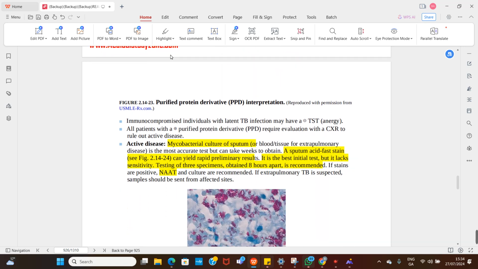Before that, you have to know that people that are immunocompromised might have a negative TST. That's why we are bringing the threshold down, because their immune system might be so weakened that they might not be able to mount a rigorous reaction for you to see the induration. So sometimes they can actually have the latent infection, but their TST will be negative.